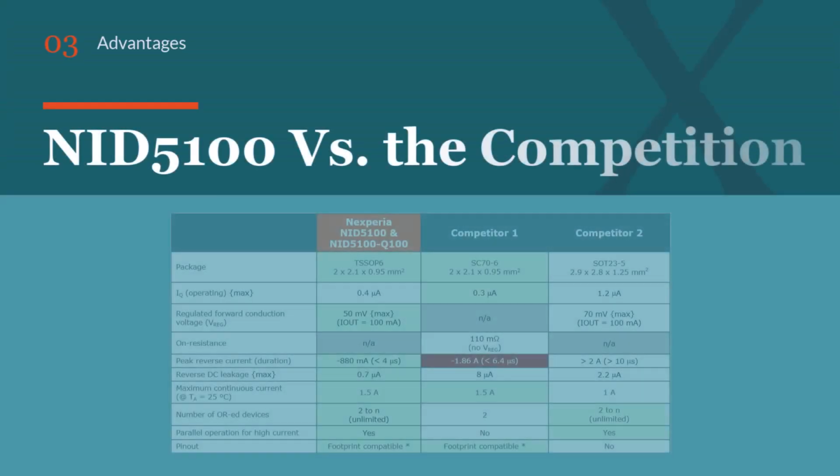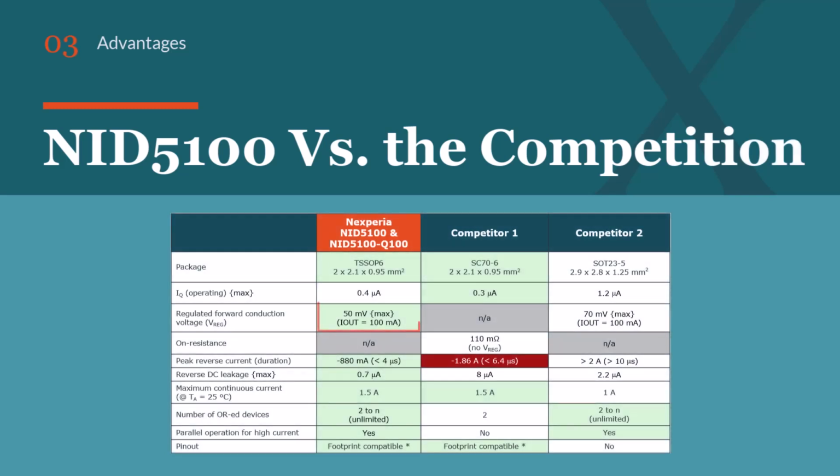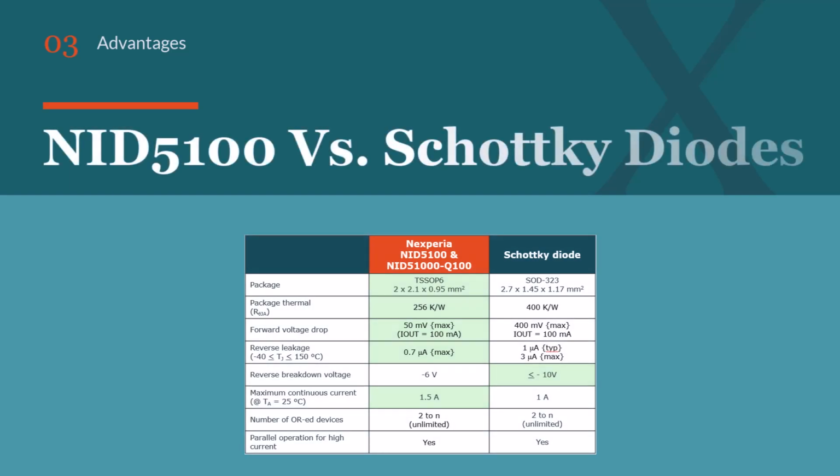Compared to the competition, the NID5100 offers best-in-class forward conduction voltage, peak reverse current, reverse DC leakage, a competitive maximum continuous current, along with the ability to OR and parallel an infinite number of devices. Compared to a traditional Schottky diode, the NID5100 offers superior thermal performance, forward voltage drop, reverse leakage, and maximum continuous current.